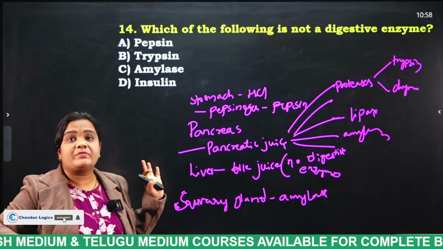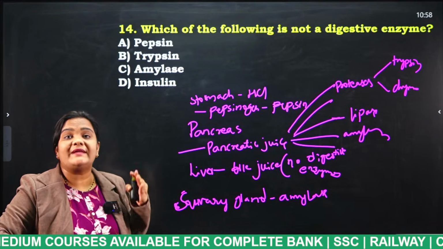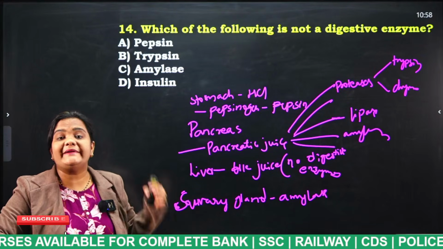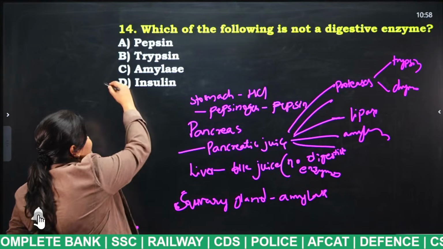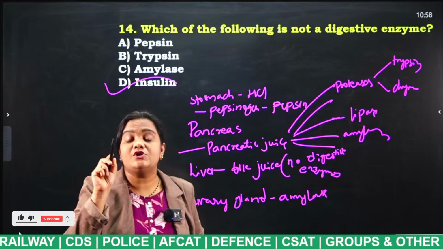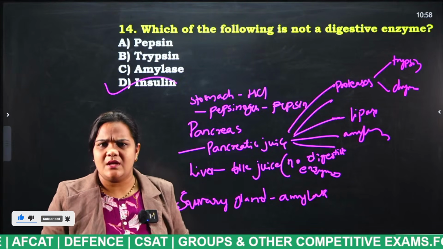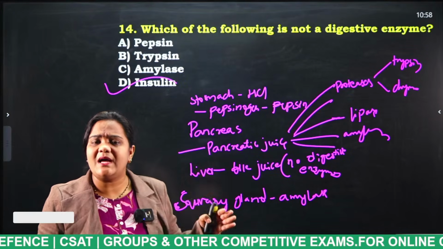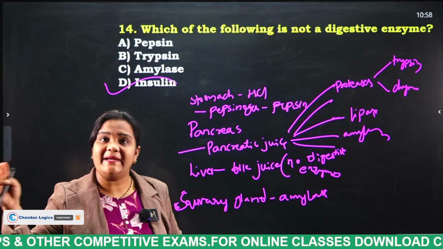Tell me, students, which is not a digestive enzyme. That means that it is not helpful for digesting carbohydrates, fats, proteins, etc. No students, the answer for this question is insulin. Why? Because this insulin will regulate the sugar levels in the blood. It does not do any digestion. This insulin will regulate the blood sugar levels in our body, but it does not do any digestion.